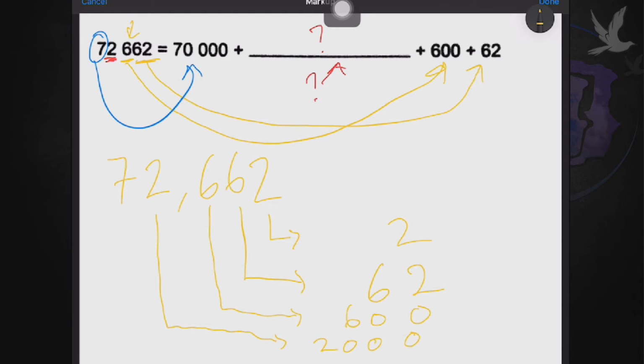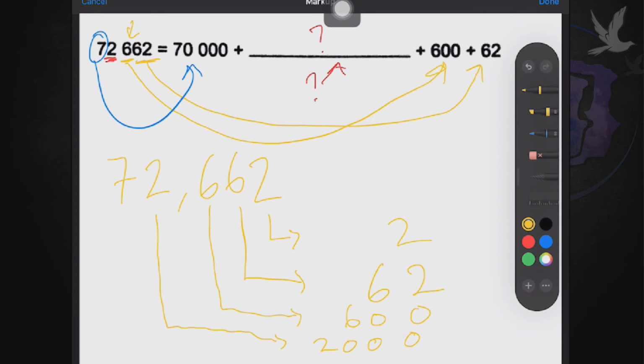Okay? So that is just to show you how we break down the number, so that in case you have difficulty, this is how you break down the number to fill in the blanks. So which means in this case, we can say that the value for 2 is 2,000.